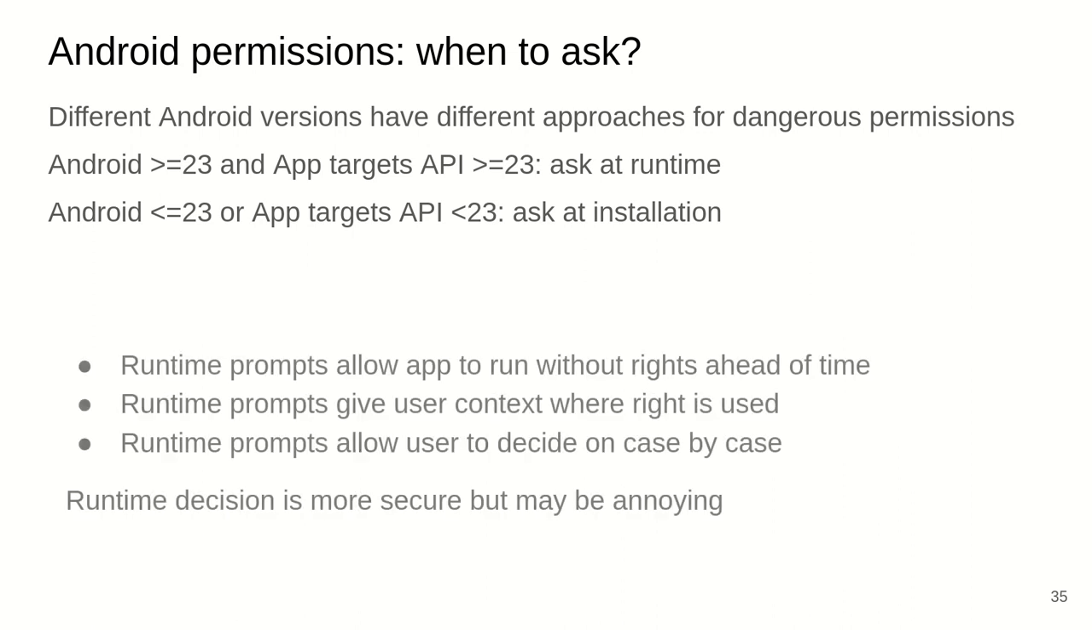For earlier Android versions, Android simply asked at installation time, and then it is used forever. The runtime prompt allows the app to run without rights ahead of time and gives the user context where the right is used. The runtime prompts allow the user to decide on a case-by-case basis. But then this may also be more annoying because you get more and more pop-ups, and users could be trained to just click yes all the time. So this is an interesting trade-off between user fatigue and the flexibility to custom tailor this on a case-by-case basis.